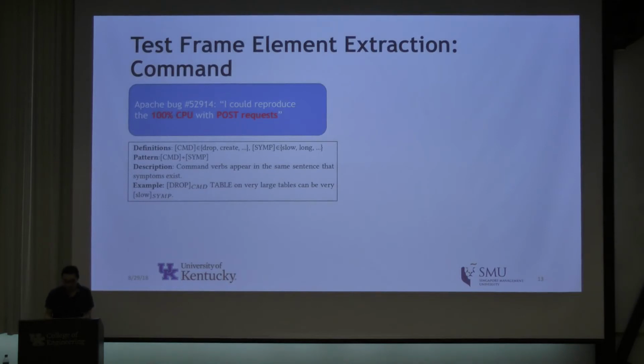For the command extraction, we observe that a command normally appears with the bug symptom in the same sentence. For instance, if we look at this bug, the sentence says, "I could reproduce the 100% CPU with the post request." Here, the 100% CPU is the symptom and the post request is the command. So we can increase the search accuracy for the command by narrowing down to the sentences that contain the bug symptoms.